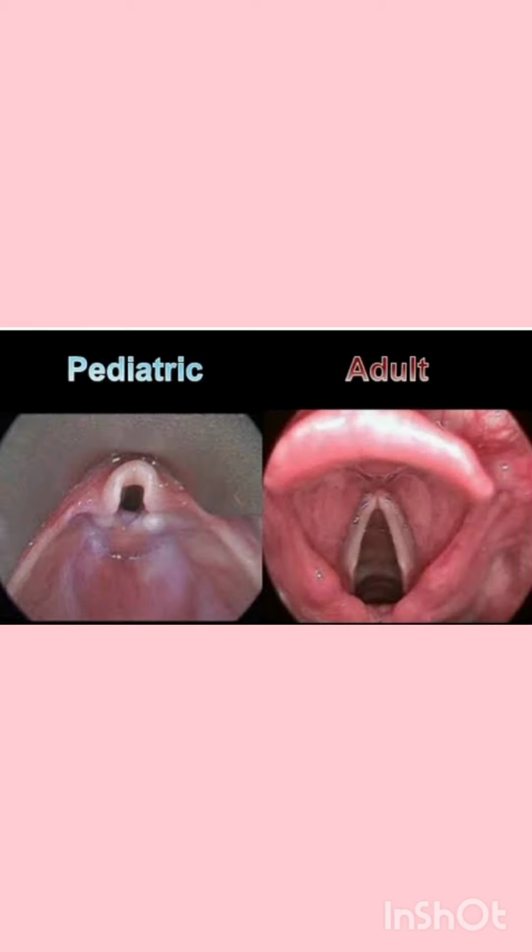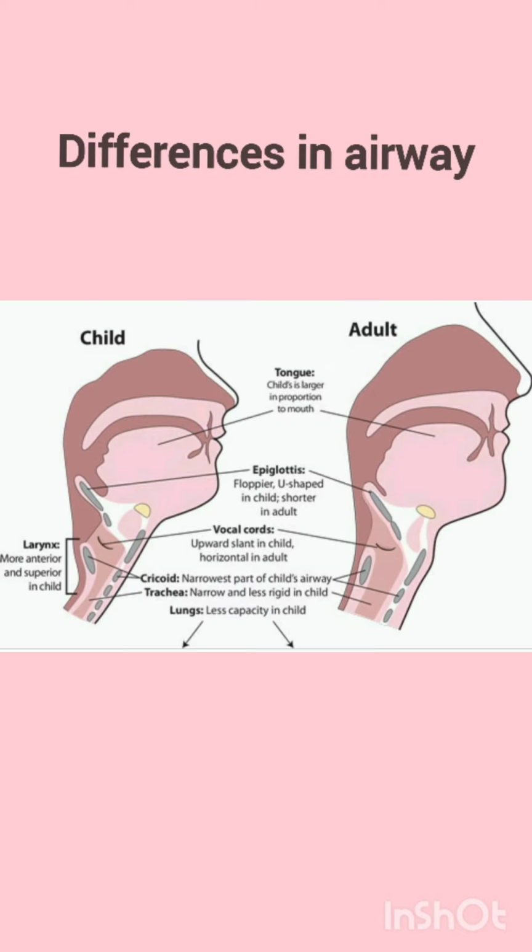The pediatric airway is different from the adult airway. Pediatric patients have a large tongue in proportion to the mouth. The epiglottis is floppier, U-shaped and overhanging in children. Vocal cords have an upward slant and are not horizontal as in adults. The larynx itself is more anterior and superior in children. It is funnel-shaped, with the cricoid being the narrowest part.